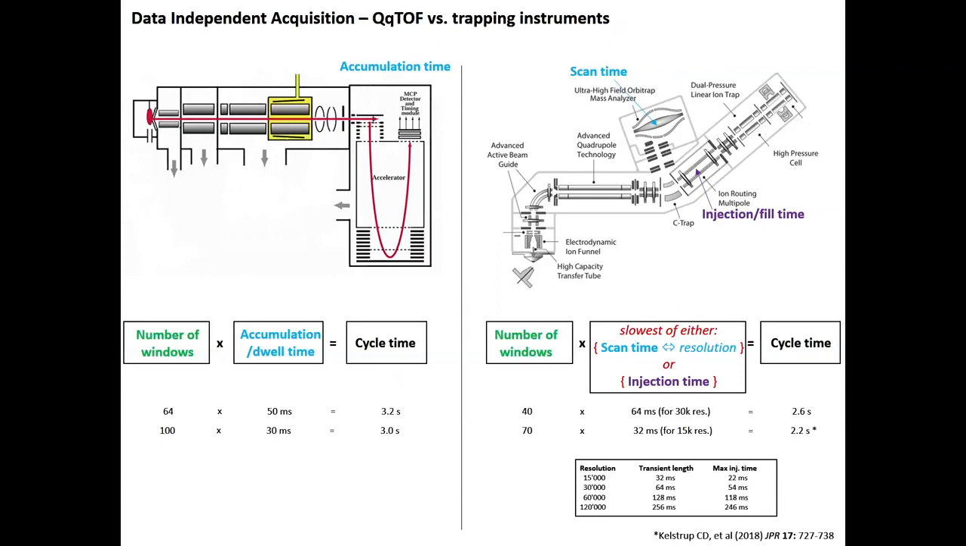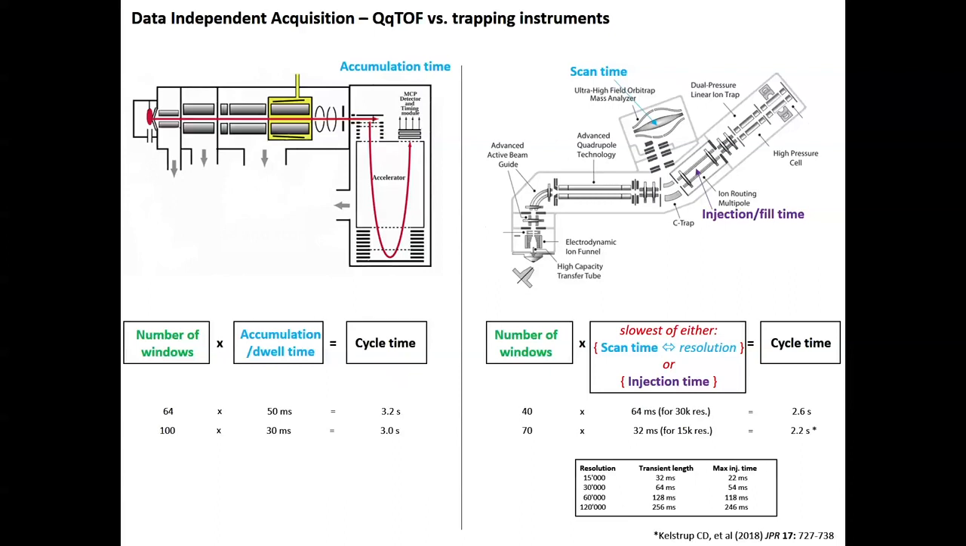So here things get a little bit more complicated. It's also a number of windows, but here the accumulation time is not a single number. It could be either the scan time or the injection time, depending on which is the slowest one. So the machine here will not, in principle, have a fixed cycle time. It will depend on whether you're running out of time in the scan or in the injection. So this changes the story a little bit.